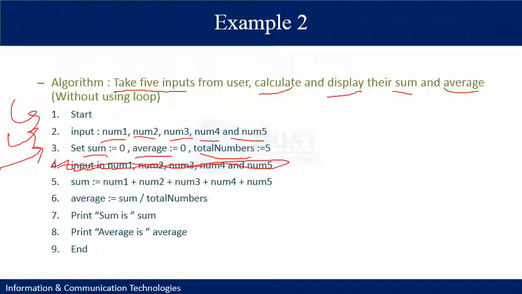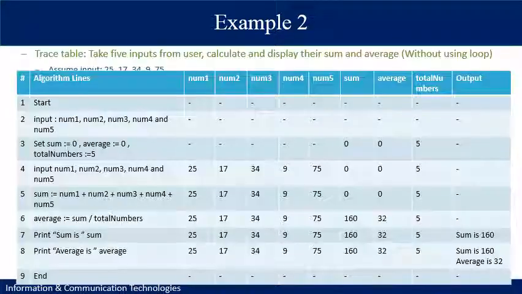In the next step we calculate the sum, which is the sum of all numbers entered by the user. In the sixth step we calculate the average, which is sum divided by total numbers, and we know total numbers was 5. And then we print the sum is equal to sum and the average is equal to the value of the average variable before ending the algorithm.